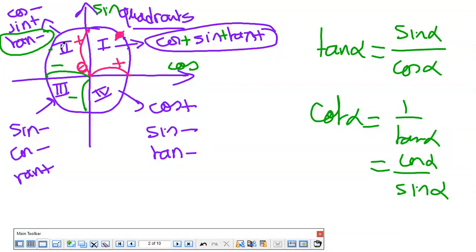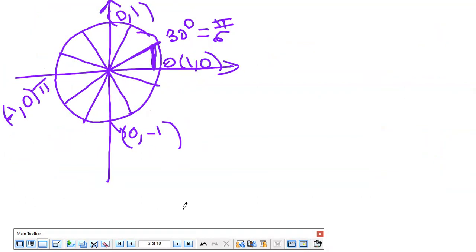In quadrant 2, cosine is negative, sine is positive, tangent is negative, because plus over minus is minus. In quadrant 3, cosine is negative, sine is negative, so tangent is positive, minus over minus is plus. And in quadrant 4, cosine is positive and sine is negative, and tangent is negative because also minus over plus gives me minus. Now let's move to the particular angles, and this is very important.